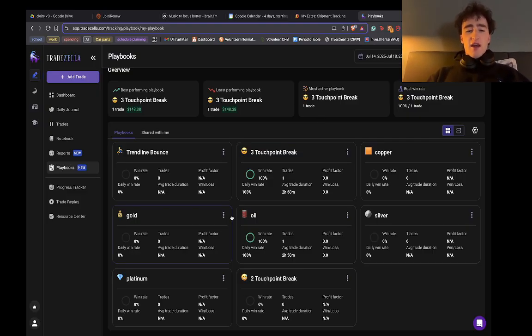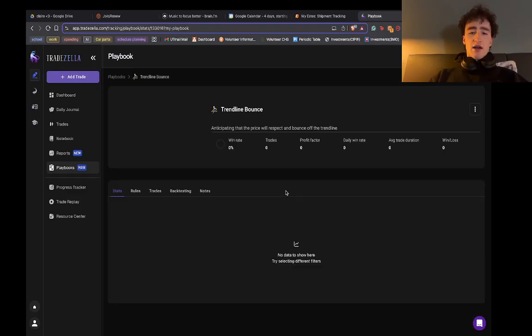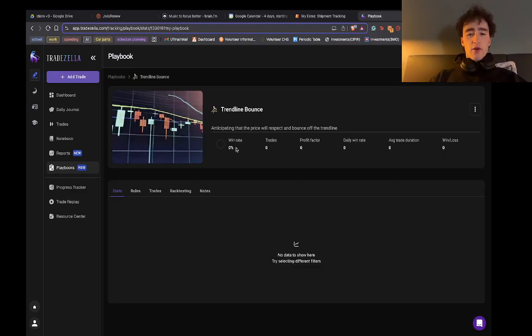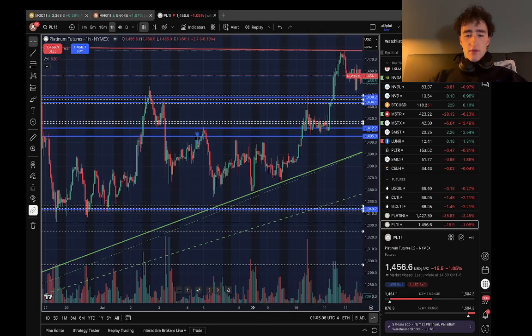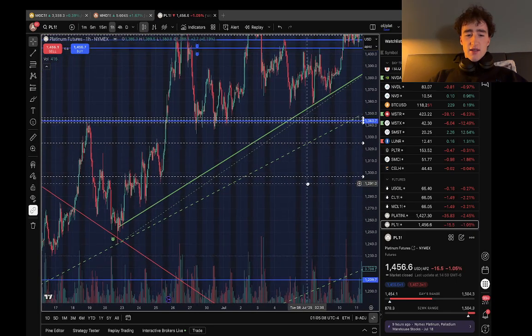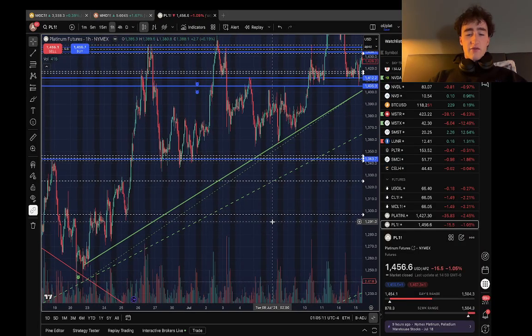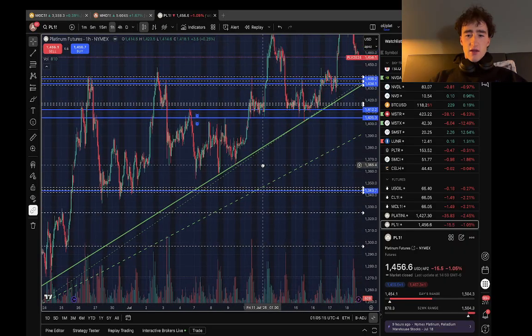The first strategy that I originally started with when I first started trading trend lines was the trendline bounce. This is basically where you are anticipating that price will respect and bounce off the trend line. Basically, this is a fairly good example. We have a really strong upward trend line here, and a bounce. There's this trend line here, 1, 2.